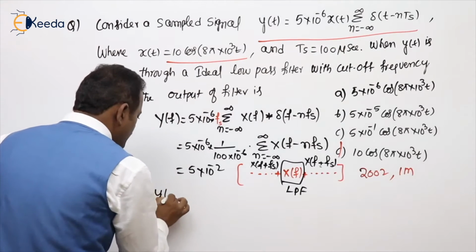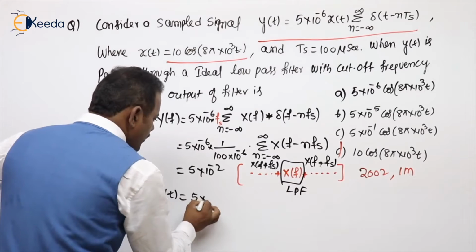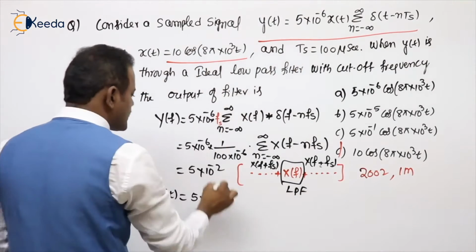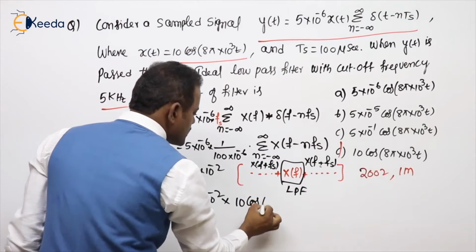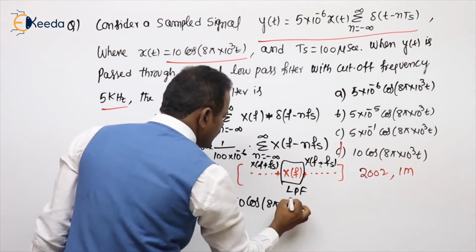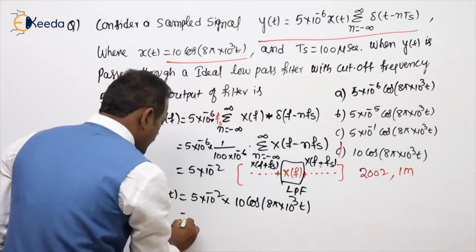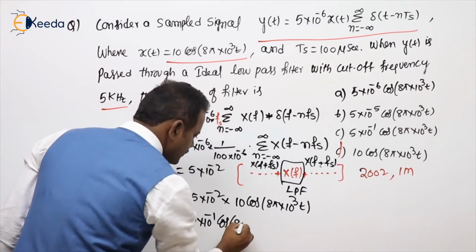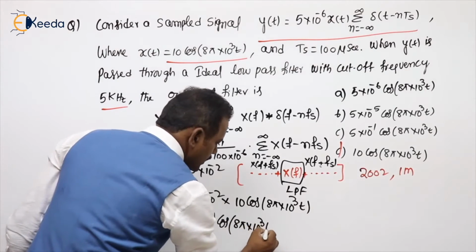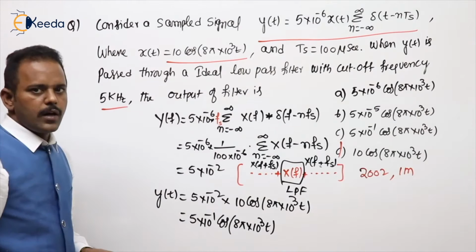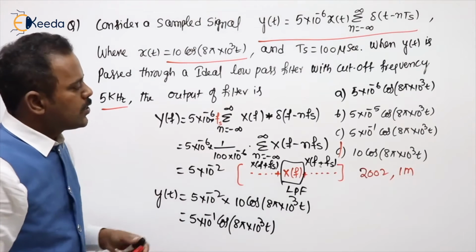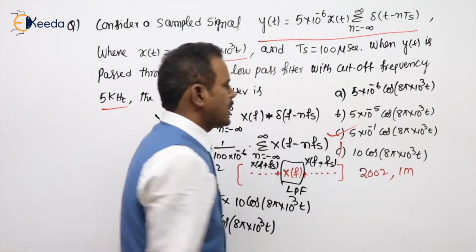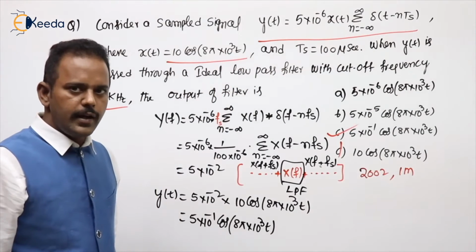So now in the time domain, we write 5 into 10 power minus 2 into x of t. What is the x of t given? 10 cos 8 pi into 10 cube t. Then the final answer is 5 into 10 power minus 1 cos 8 pi into 10 cube t. Got my point or not? Now you can see the options. Option C is the correct answer. Clear?